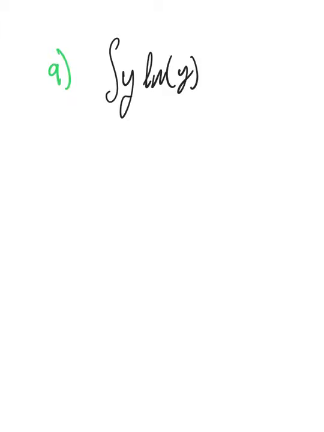The other question in this section was question number 9. All right. The integral of y natural log of y dy. Now, first guess, you're like, I can do tabular because the derivative of y will go to 0. There's a problem. You don't know the antiderivative of natural log of y. So that means you can't do tabular here. You're going to have to do integration by parts.